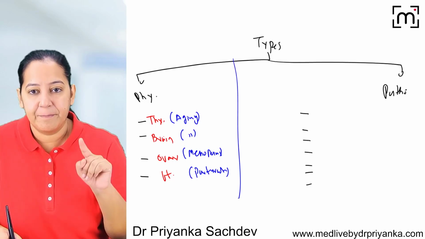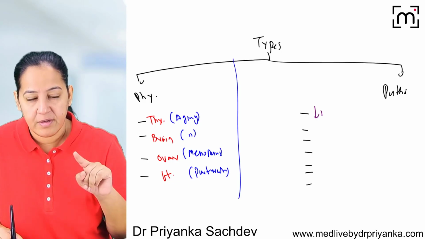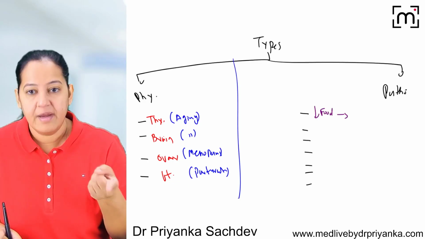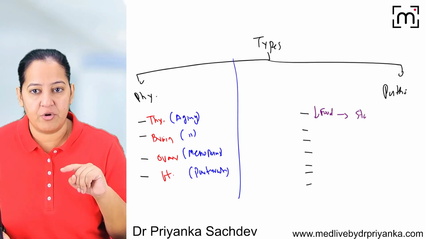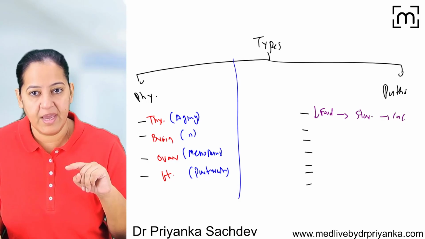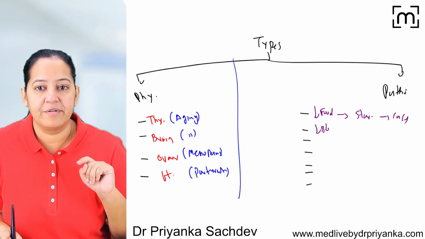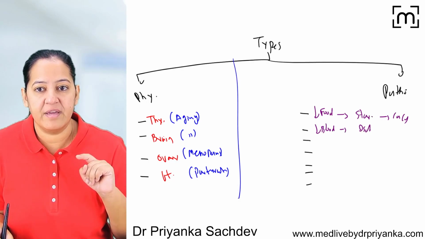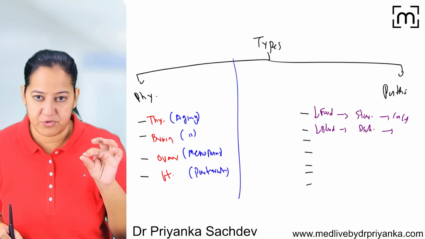Coming to pathological. It can be deprivation of food, that is starvation atrophy, and the example is cachexia. It can be deprivation of blood, that is ischemic atrophy. Example is when the renal artery gets obstructed.